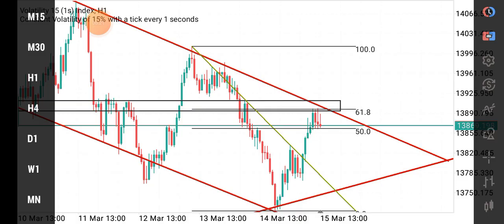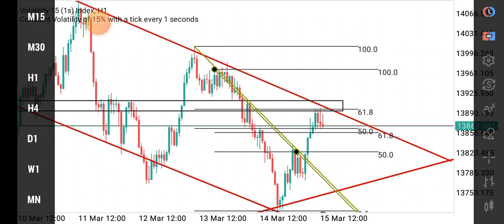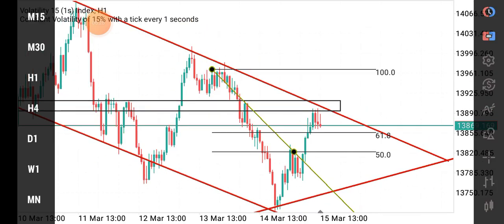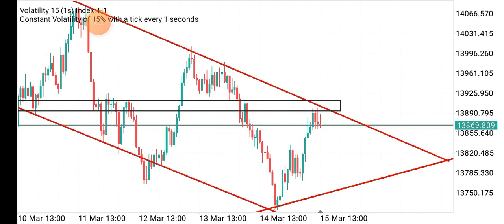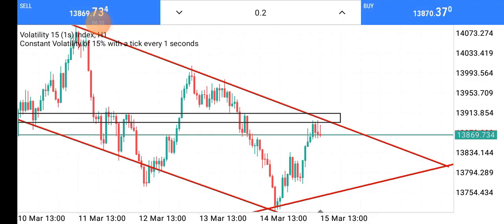All right, so let me take out this Fibonacci retracement tool. Sorry, I even duplicated it. All right, so what's the minimum lot size for this particular pair? The minimum lot size is 0.2.